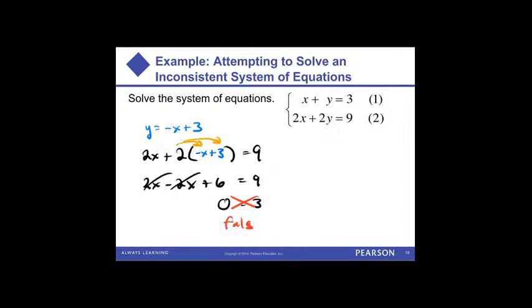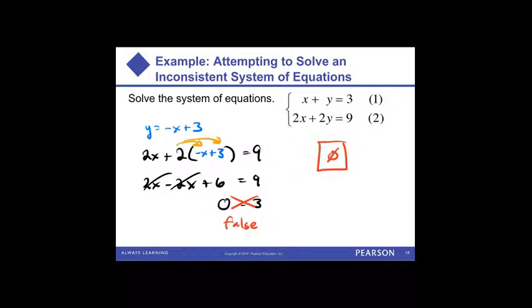So notice that the variables canceled here, and we finished with a false statement. So this is an example of a contradiction. That means no real number is going to work. So we said the solution set is the empty set. This is a 0 with a slash through it. It means null set, empty set, or no solution.